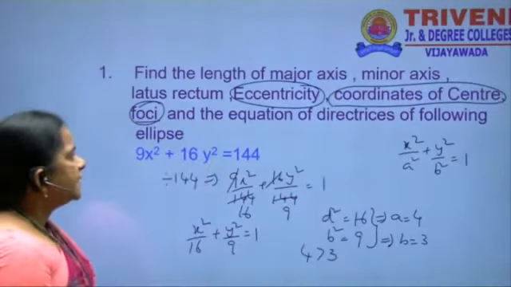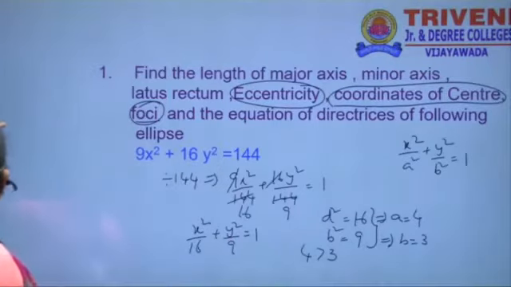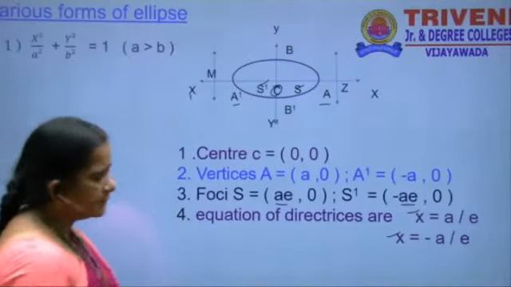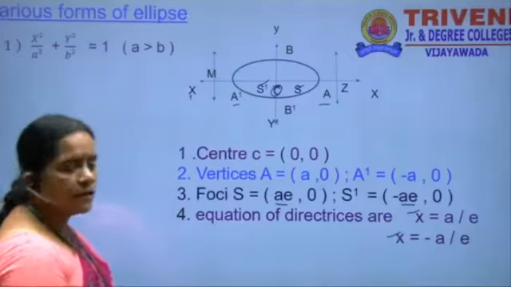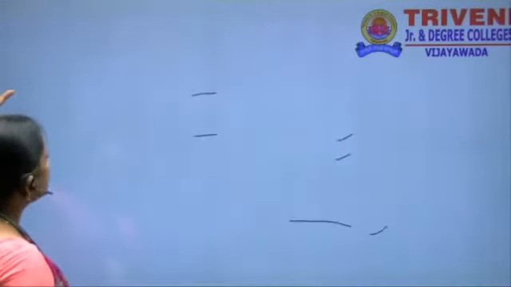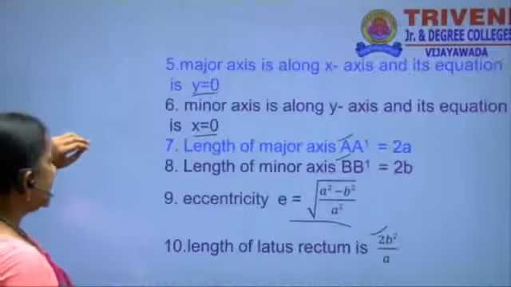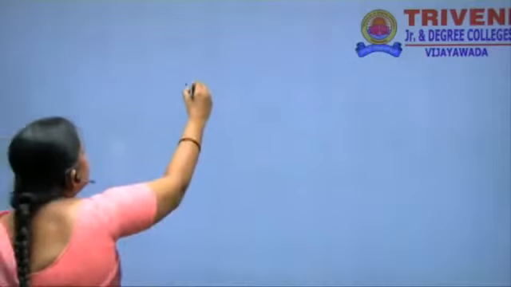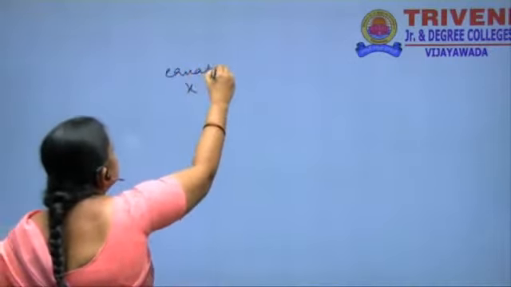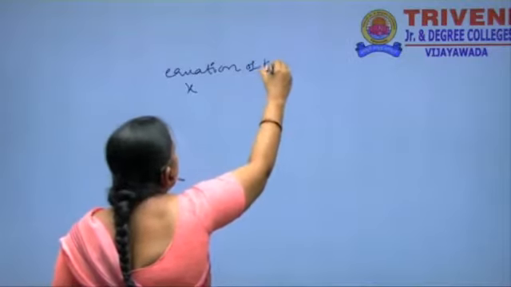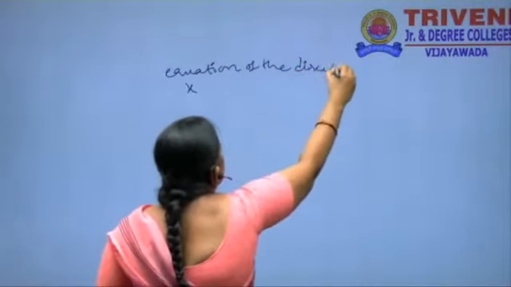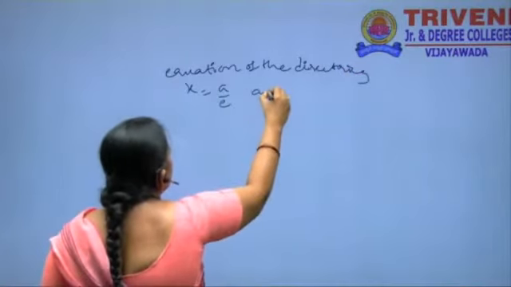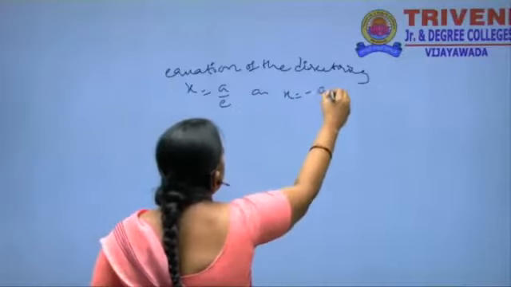And next one is the equation of the directrices. What is the formula here? Equation of the directrices is x is equal to a by e and x is equal to minus a by e.